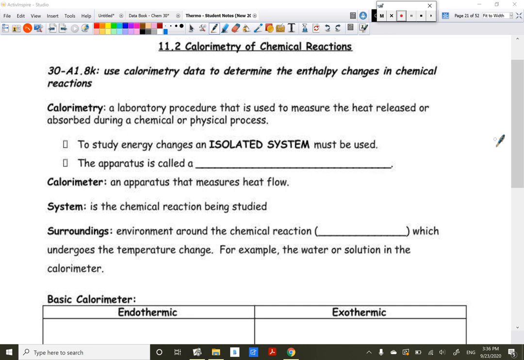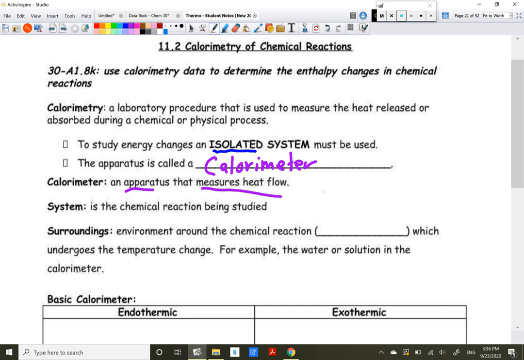So calorimetry is just a laboratory procedure that's used to measure the heat released or absorbed during a chemical reaction. So we do need to make sure everything is in an isolated system for this. Now obviously we're going to look at some of the calorimeters that we use and they're not really isolated, right? So the apparatus that we're going to use is something called a calorimeter. It's just an apparatus that measures heat flow.